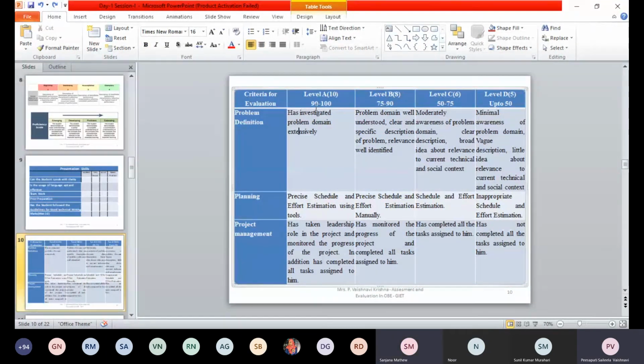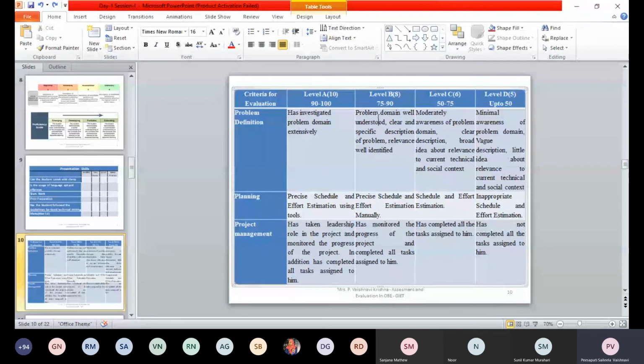So now when I want to judge that a student is at level A, based on this criterion, which is problem definition, when will he come under this? I need to write an explanation. So here is my actual problem. I need to write: he has investigated the problem domain extensively.